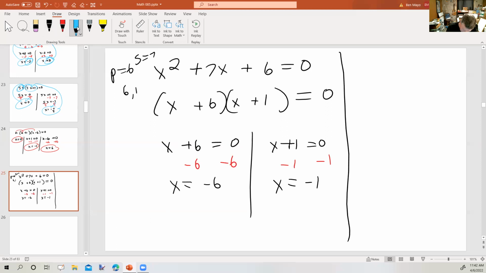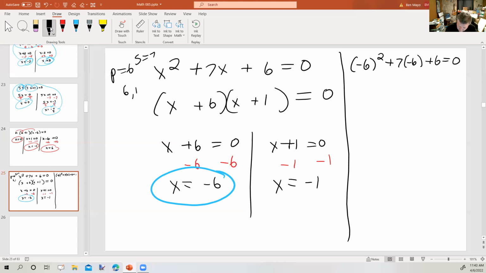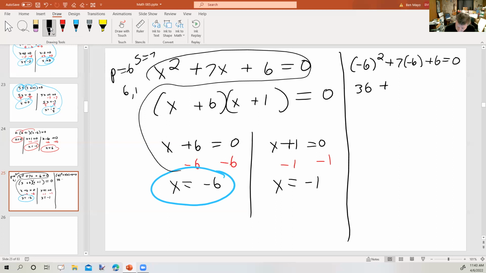Let's take x equals -6, and we'll plug it back into the original equation: -6 squared plus 7 times -6 plus 6 equals 0. So I'm plugging this in here. -6, the quantity squared, is 36. 7 times -6 is -42, plus 6. We could add these in any order. 36 plus 6 is 42, plus -42 is 0. 0 equals 0. It checks.